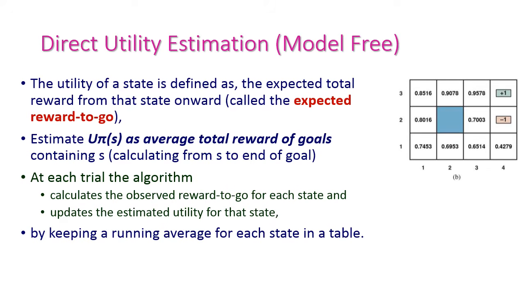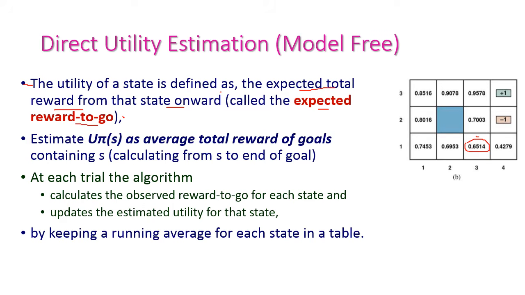Direct utility estimation model. In this estimation model, the utility of a state is defined as the expected total reward from the state onward. That means the expected total reward will be updated on each state for every trial from this current state to the goal state. This is called the expected reward to go.